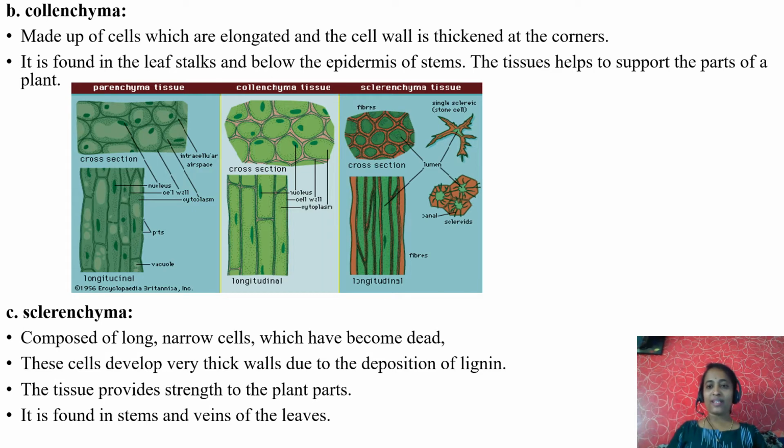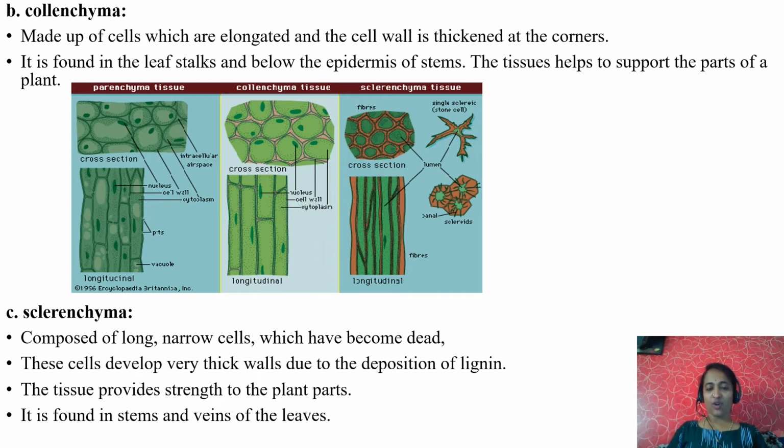Always the thick cell wall is made by lignin. If the cell wall is very thick, it is made by lignin. If it is thin, it is made by cellulose. Keep it in mind. In sclerenchyma cells, the cell wall is made up of what? Lignin. It is one of the complex sugars. The tissue provides strength to the plant parts.